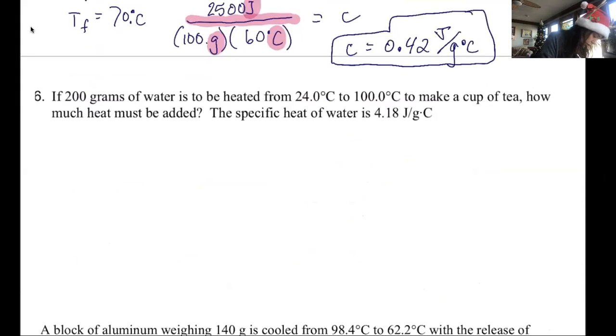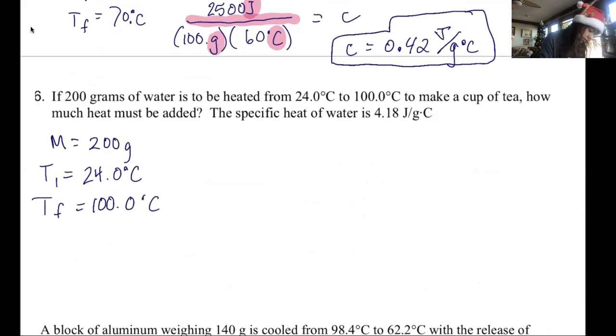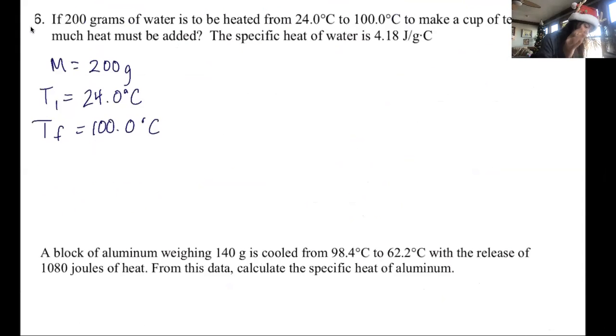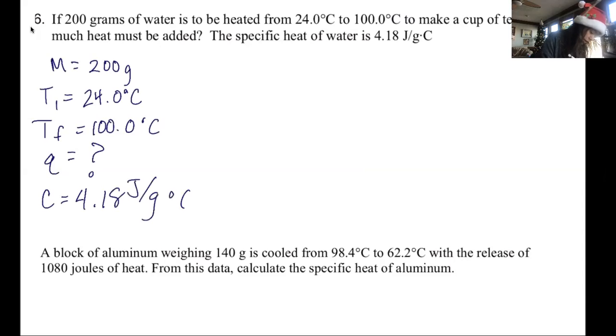200 grams of water, M equals 200 grams, is heated from 24 to 100. T initial equals 24.0. T final equals 100. Better use of sig figs here thus far, except for that 200, never mind. To make a cup of tea, how much heat must be added? Q equals question mark. The specific heat of water is 4.18 joules per gram degrees Celsius.